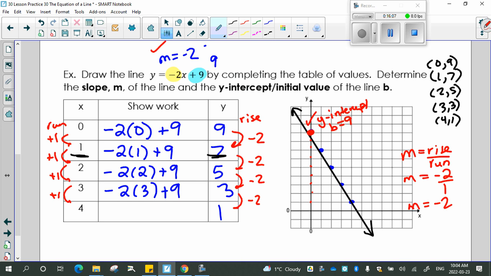Okay? And again, we're connecting. This equation represents this table and this graph. Does it make sense that this one has a negative slope? Yes. So you should always be looking at your graph and making sure things make sense. Okay, great. Next one.